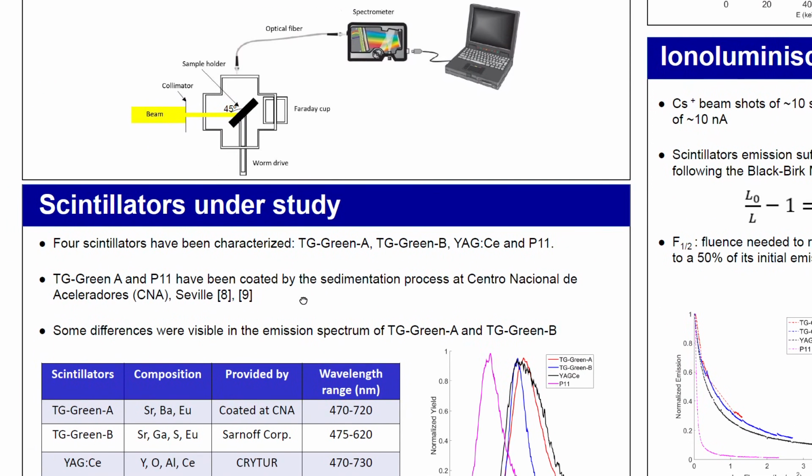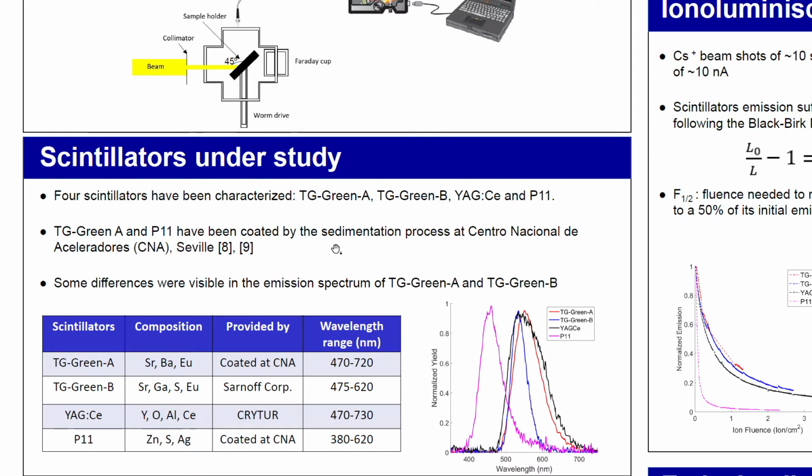We have characterized four different scintillators: TG Green A, TG Green B, JAXI, and P11. These scintillators are nowadays used in some plasma diagnostics. For example, TG Green is used in the fast ion loss diagnostic at the ASDEX Upgrade tokamak. TG Green A and P11 have been coated by the sedimentation process at the Centro Nacional de Aceleradores in Seville.